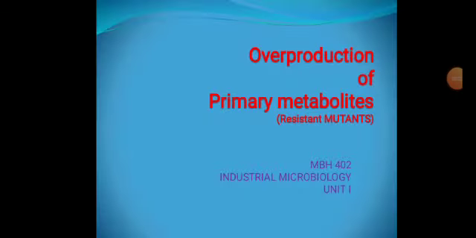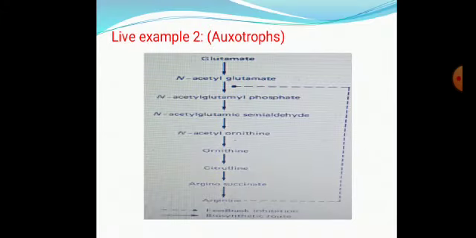Well, the last PPT was regarding auxotrophic mutant. This PPT will be regarding overproduction of primary metabolites, resistant mutants. So we are just going through a lot of examples. You need not write all the examples in the exam. This is just for you to understand the concept. You can write any one example.